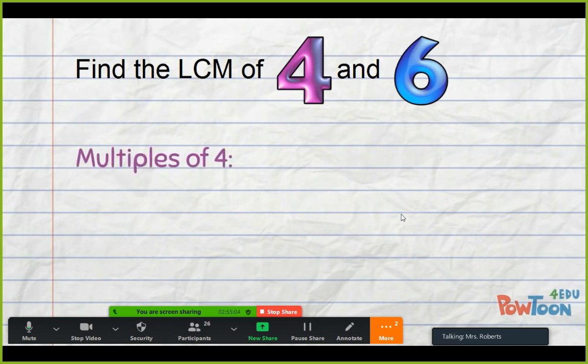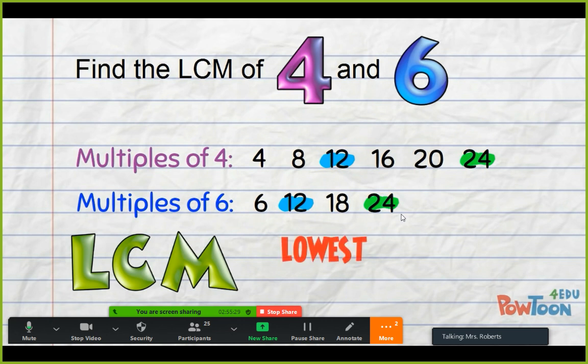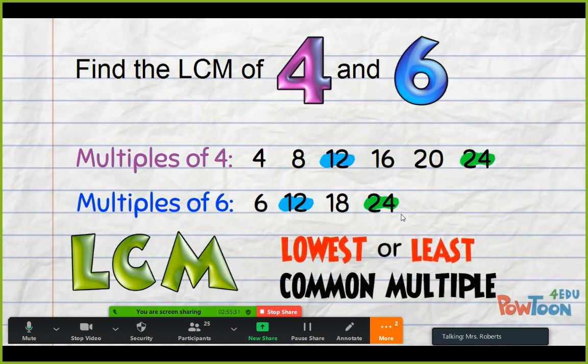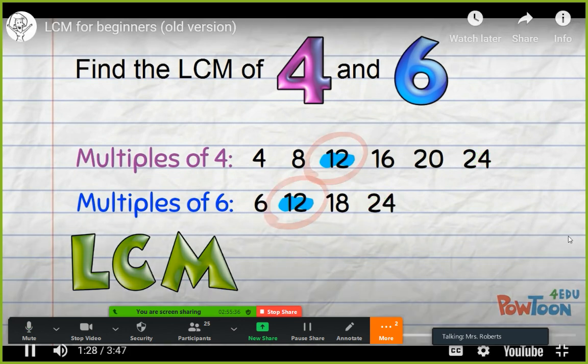Multiples of 4, and just list them in a line: 4, 8, 12, 16, 20, 24. And then list some multiples of 6: 6, 12, 18, 24. I see that 12 and 24 crop up in both listings, so they're both common multiples. But the LCM means the lowest or least common multiple, and the smallest number in both lists is 12.